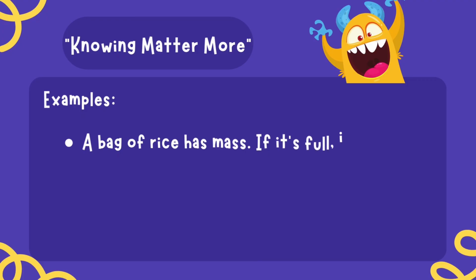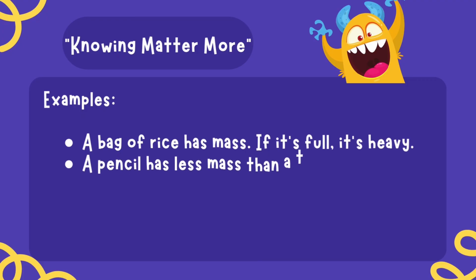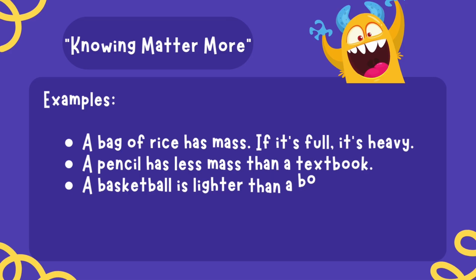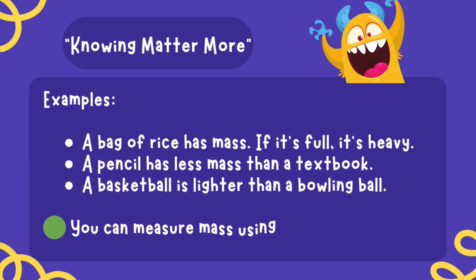A bag of rice has mass. If it's full, it's heavy. A pencil has less mass than a textbook. So meaning to say, mas magaan yung bigat ng lapis kaysa sa libro. And a basketball is lighter than a bowling ball. So, mas magaan yung bola ng basketball than a bowling ball. So, mabigat yung bowling ball, no? So, you can measure a mass by using a weighing scale. So, kapag gumamit tayo ng timbangan, malalaman natin yung mass nung isang bagay.